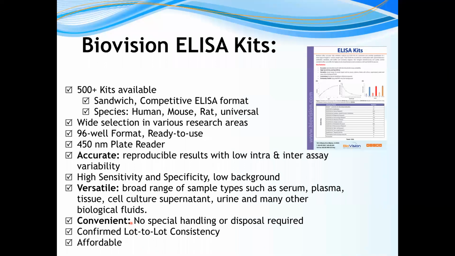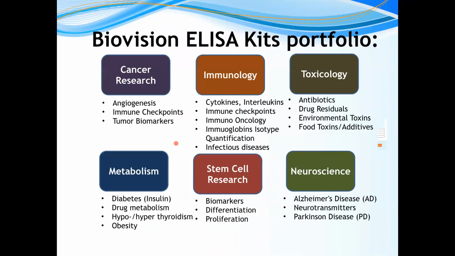Next, I would like to describe our BioVision ELISA kit portfolio. So our ELISA kit portfolio are broadly categorized into these categories. First among them is cancer research. It is a very important category, a very hot topic for research, which includes ELISA kits for angiogenesis, ELISA kits for immune checkpoints, again a very hot and popular topic of research, and tumor biomarkers.